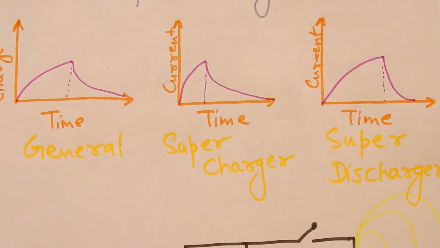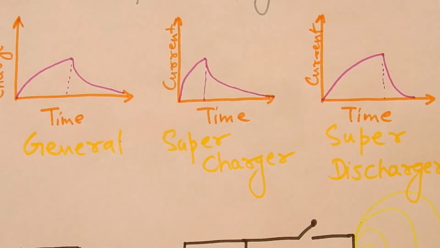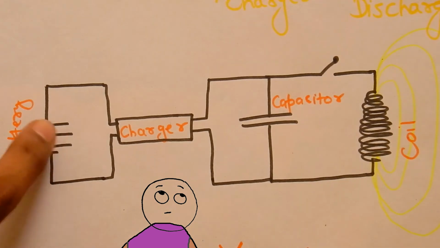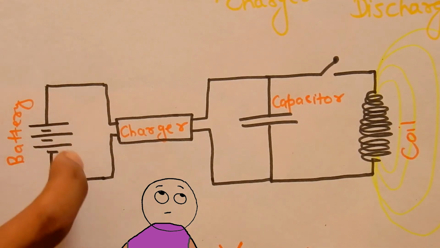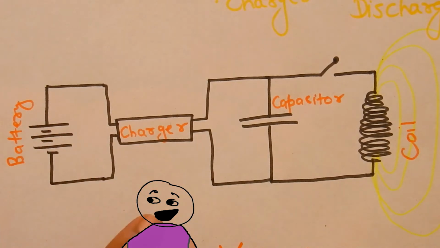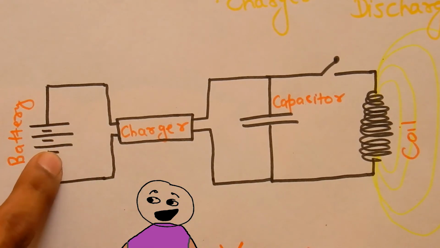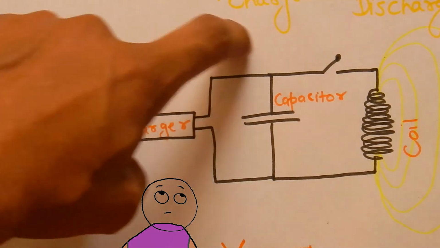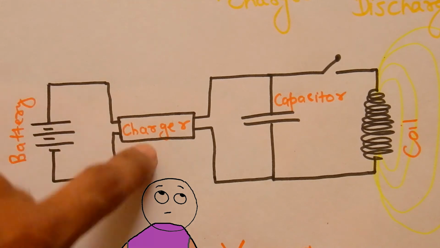Now we'll talk about the electric circuit that we have for this. This is the electric circuit for EMP. What we need is a battery connected to a charger. In the movie Fast and the Furious, if you see, the EMP used is charging through the battery of the car. Now this charger only allows current to flow in one direction. So current from the battery goes to the charger.